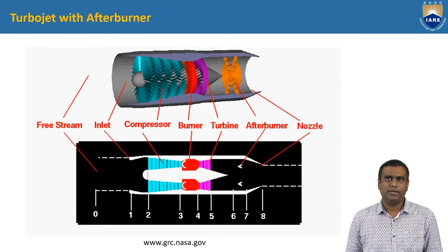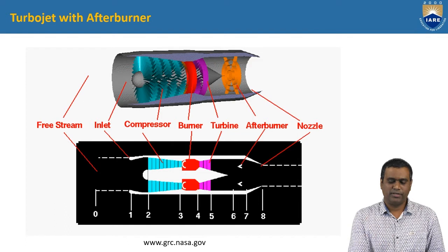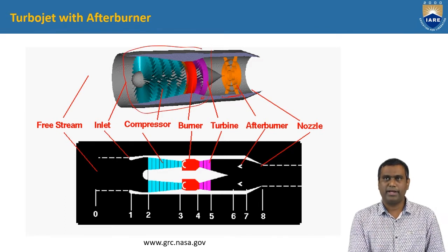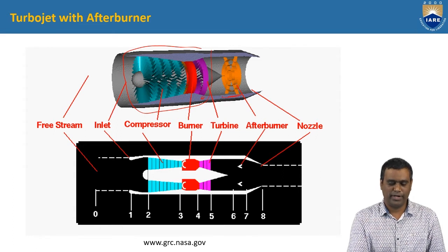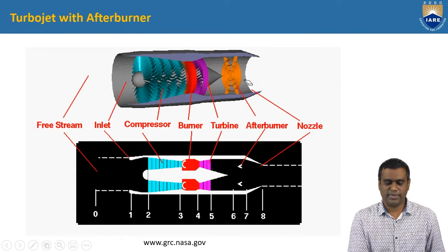Here we can see a jet engine with afterburner. This is the afterburner after the turbines. Up to this is a simple jet engine, and now this is the extended portion of the nozzle, where the afterburner is included, right? We'll see the mechanism actually.